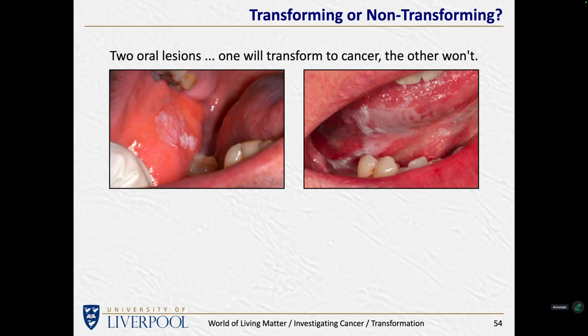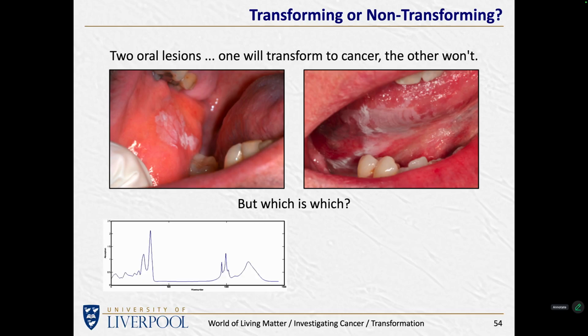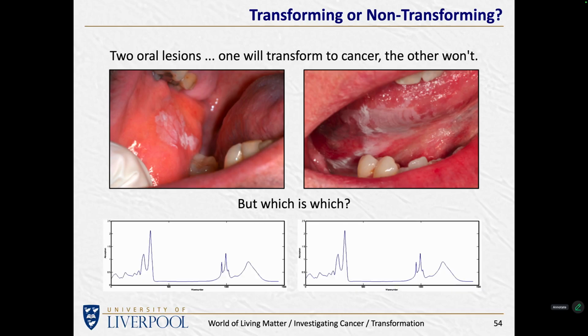And we wanted to know whether it would be possible to develop a medical device which would effectively examine that particular area of the tongue or the mouth and actually tell what the prognosis was, based on the infrared spectrum. In other words, which is which? In this particular case, one of them will transform and the other won't, but how can we tell which is which? The infrared spectrum, unfortunately, looks exactly the same. It looks the same, but it's not the same.